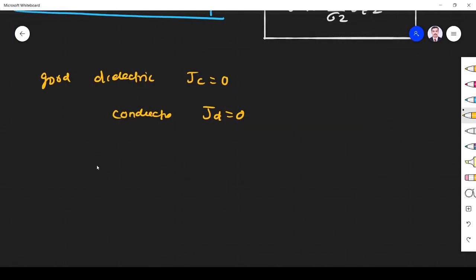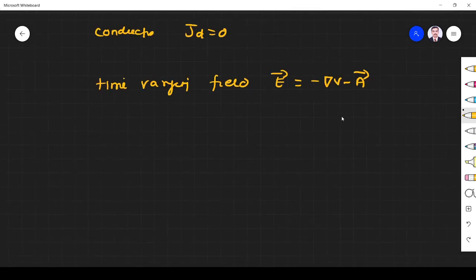We know time varying potential for electric field and potential for magnetic field. For time varying field, E is given by minus del V minus dA by dt. Very, very important. Right? Okay, this is what we have to remember.